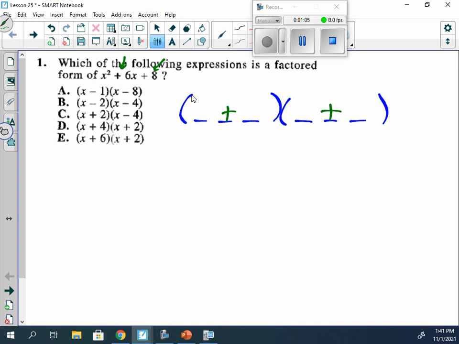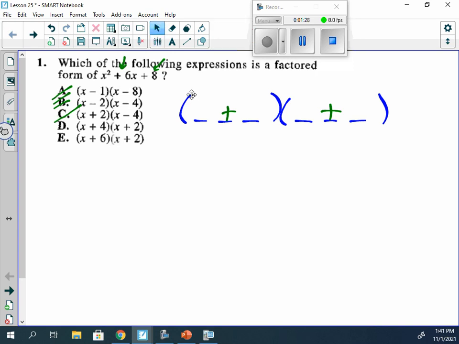Well, when we look at our answer choices, that would mean A, B, and C are not going to be correct. So that leaves us with D and E. What are the factors of 8? 1 and 8, and 2 and 4.